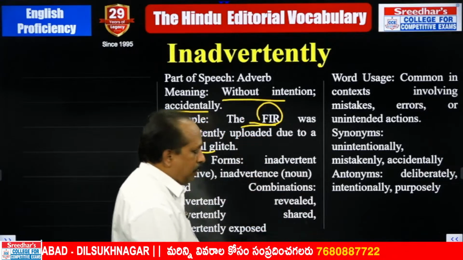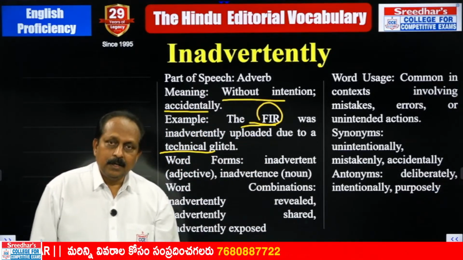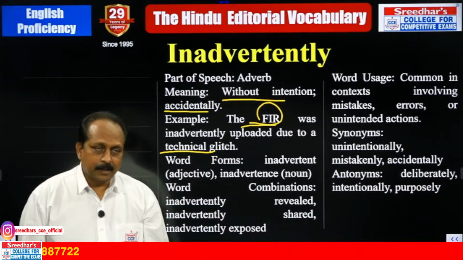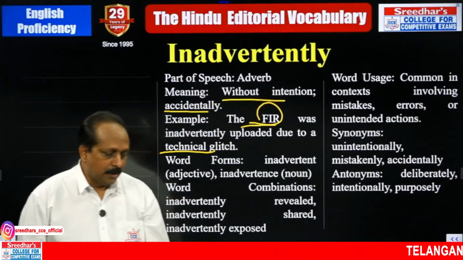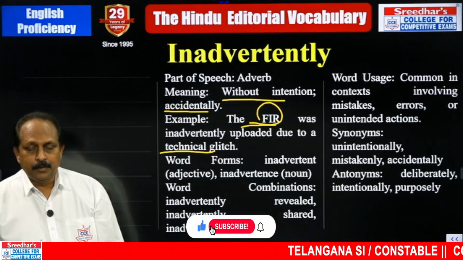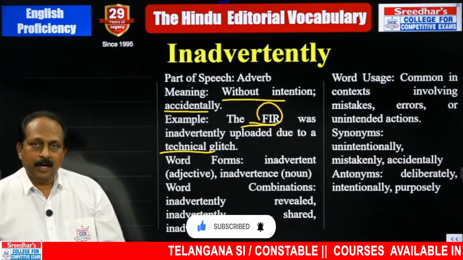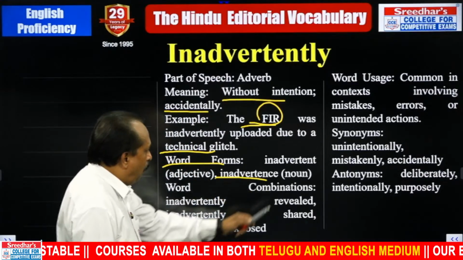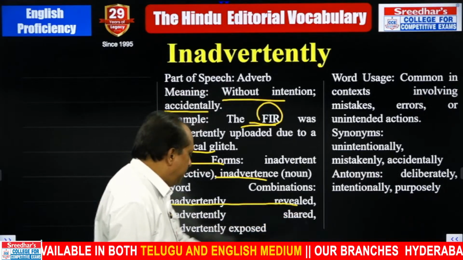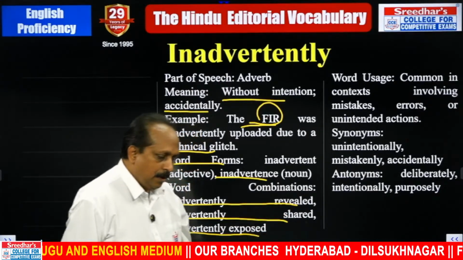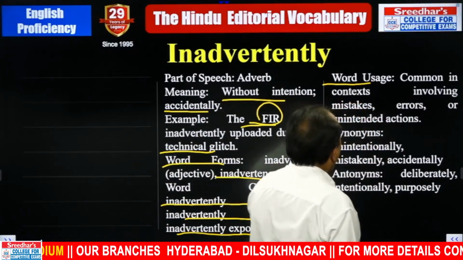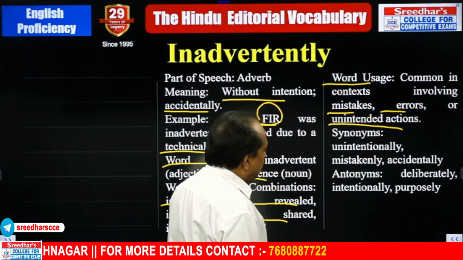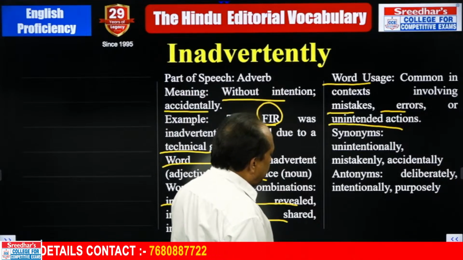A technical glitch, you all know. Sometimes we delay the session and you see the message: sorry for the delay due to a technical glitch. It means a temporary problem that goes with the technology aspect. And FIR you have to recollect. Why is it important? Though it begins with the letter F, a consonant letter, we have to say "an FIR". That is very important. Word forms: inadvertent; inadvertence, noun form. Word combinations: inadvertently revealed information, shared information, exposed information. All these are important. Word usage: common in contexts involving mistakes, errors, or unintended actions. Synonyms: unintentionally, mistakenly, accidentally. Antonyms: deliberately, intentionally, purposely.